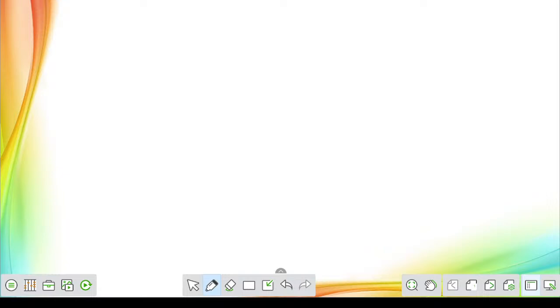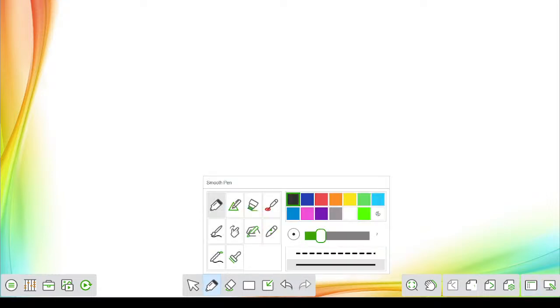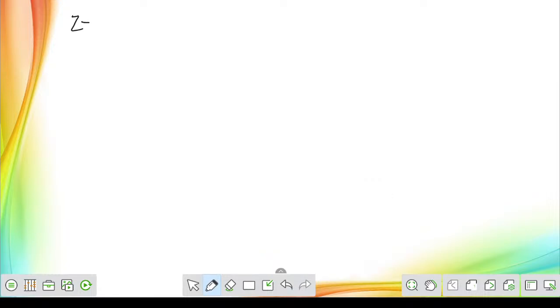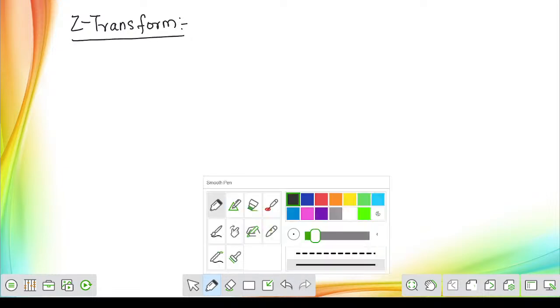I told you we have to cover Z transform first. After that, we are going to start sampling theorem. So first, let us finish Z transform. After completing Z transform, we are going to start sampling theorem. Then we will discuss the basics. Okay, chalo. So in Z transform, what are the basic things that you must understand?